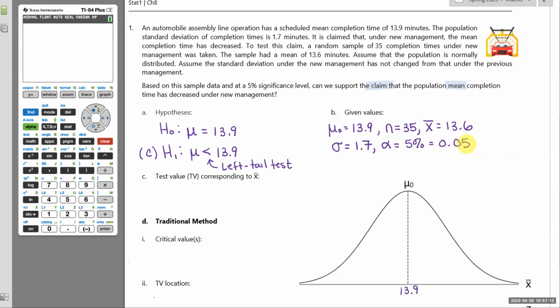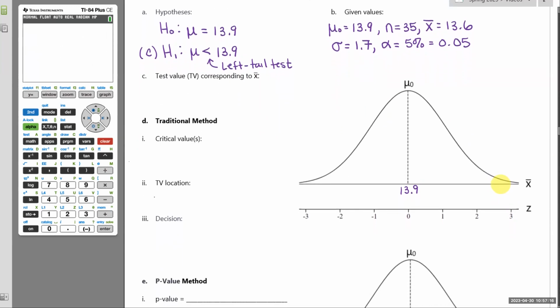Okay, so I'm actually going to set up the traditional method first, and then I'll go back and find the test value. So let's talk traditional methods. So we have to find a critical value or values. So for a left tail test, all of that area alpha is going to be on the left side. So for a left tail test, the area left of the critical value will be our alpha. So for a right tail test, alpha was on the right. For a left tail test, alpha will be on the left. Hopefully it'll be pretty logical.